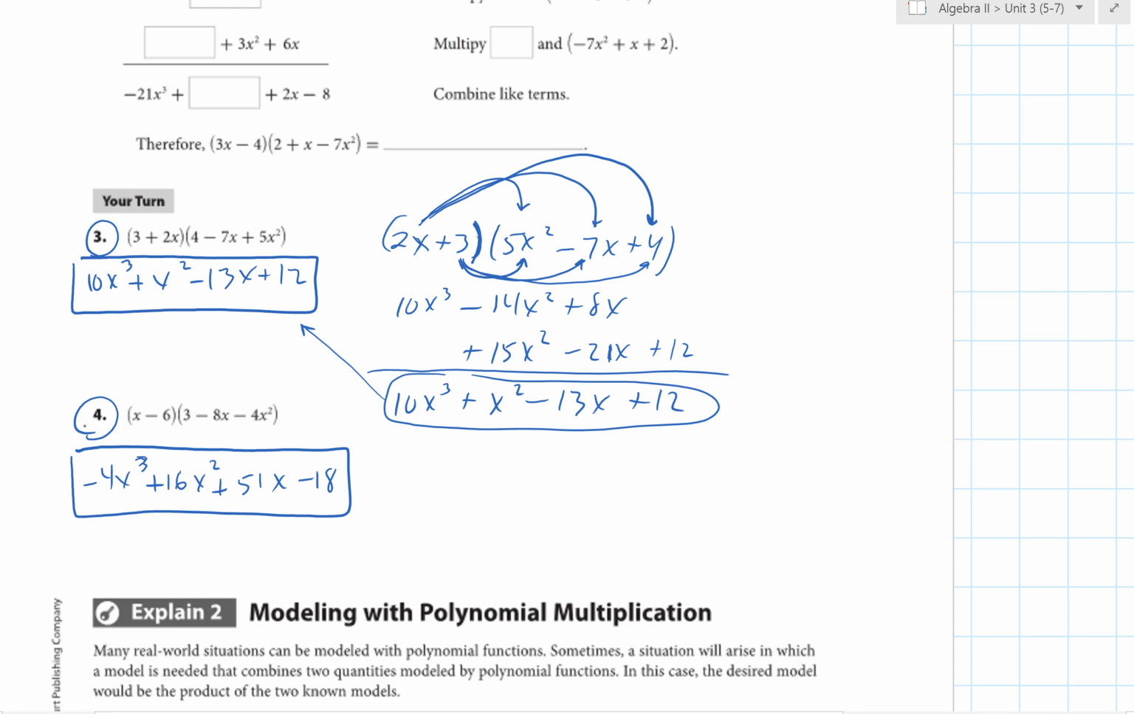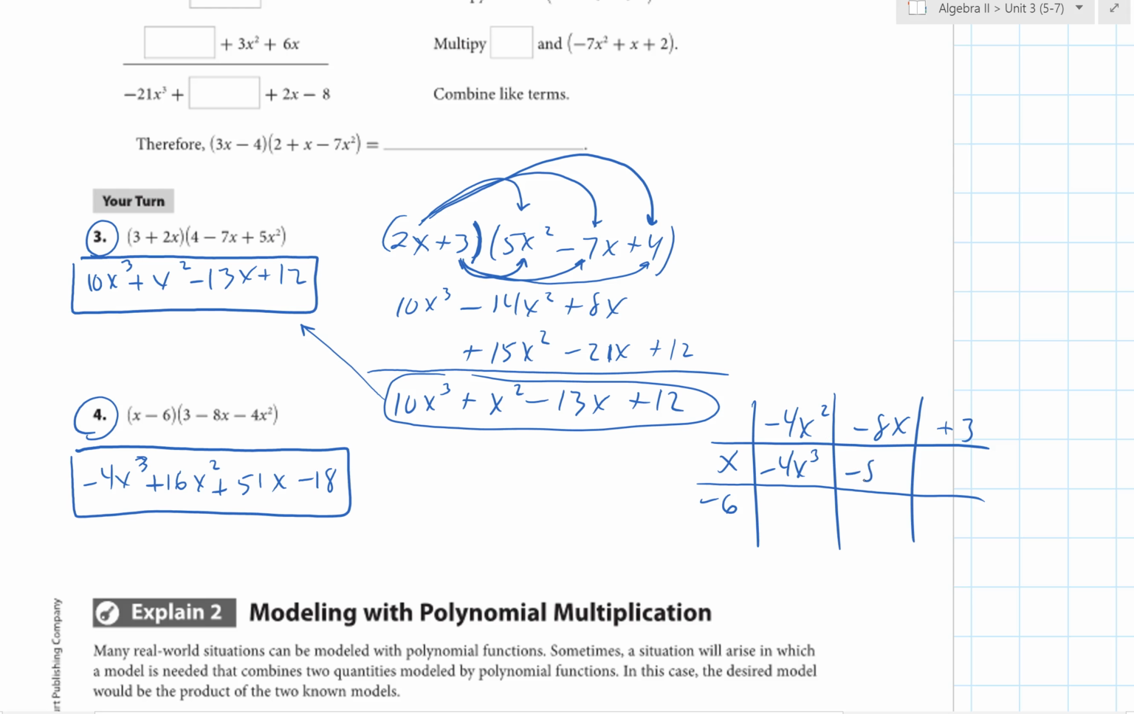And then for number 4, I'm going to go ahead and do that one using the box method. So using the box method for number 4, I would put x minus 6 here, and I would put negative 4x squared minus 8x plus 3 across the top. And now when we multiply, we get negative 4x cubed minus 8x squared plus 3x and positive 24x squared, positive 48x, and negative 18.